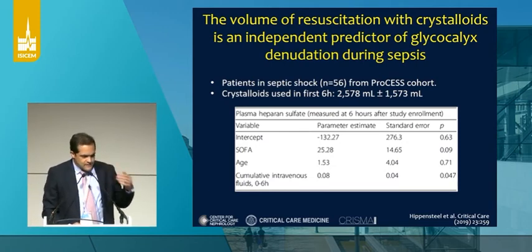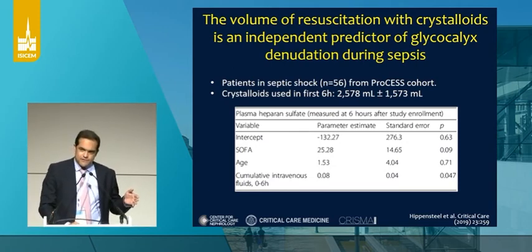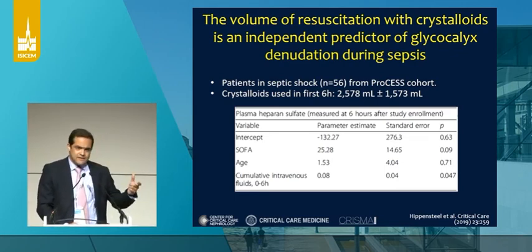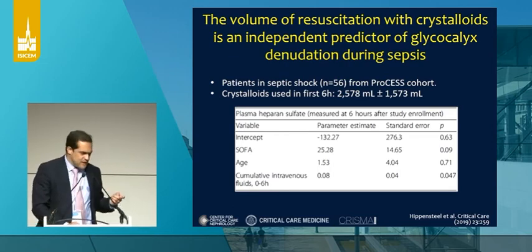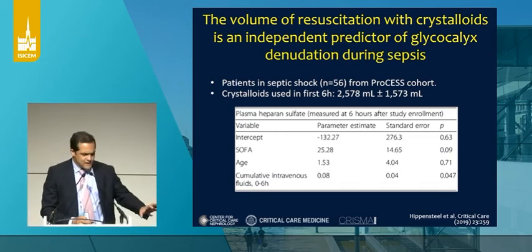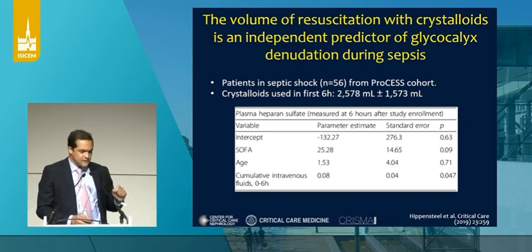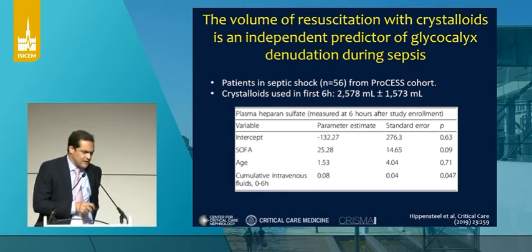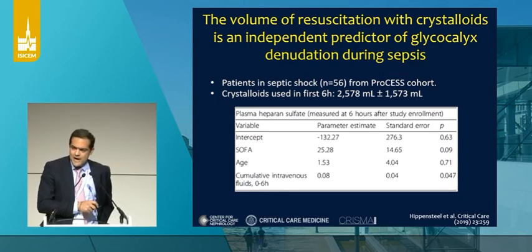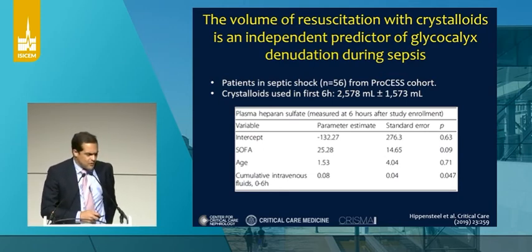So this is a sub-study analysis of the PROCESS trial. The PROCESS trial was looking into the effectiveness of protocolized care for the resuscitation of sepsis patients. And what they showed in this study in particular was that cumulative intravenous fluids was an independent predictor of shedding of the glycocalyx, at least as measured by heparan sulfate, which is one of the components.